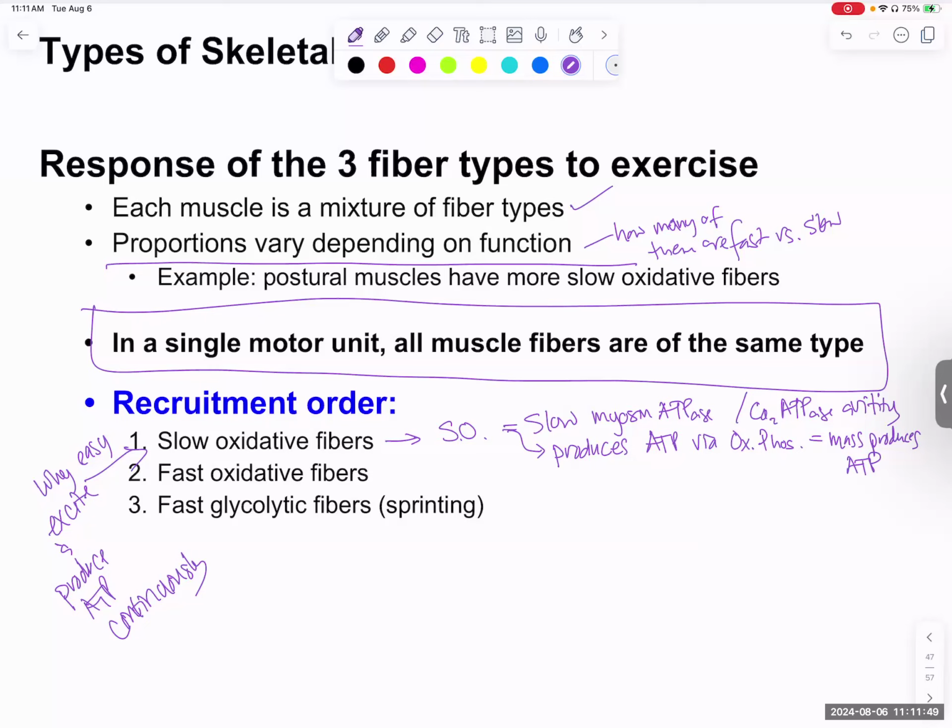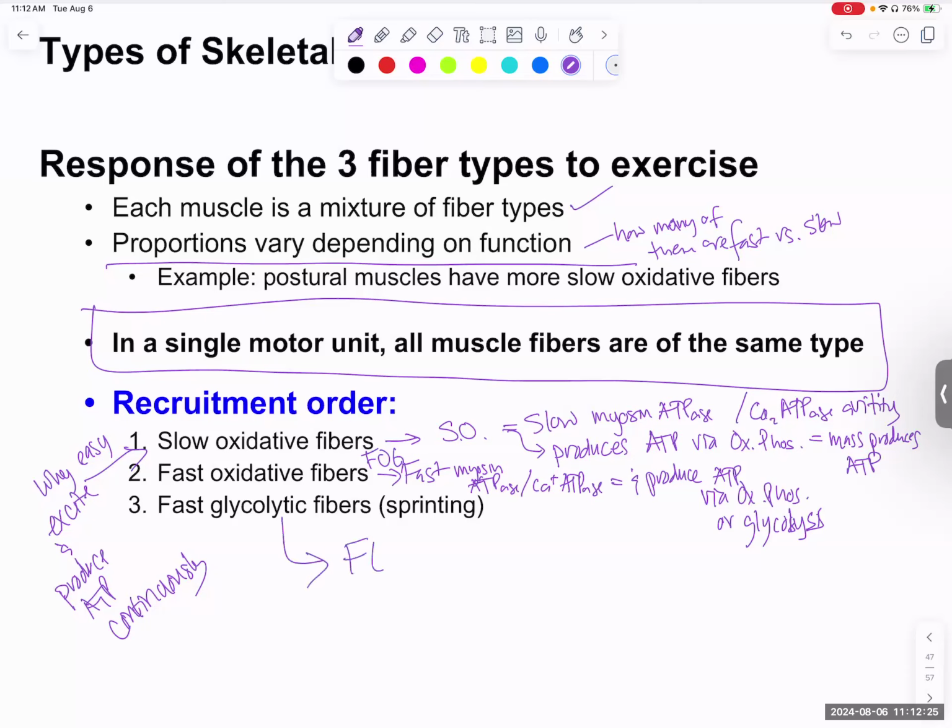Then you have fast oxidative fibers. These have fast myosin ATPase. So they move fast and produce ATP via oxidative phosphorylation or glycolysis. So those are the fast oxidative. A lot of times they're fast oxidative glycolytic or FOG.